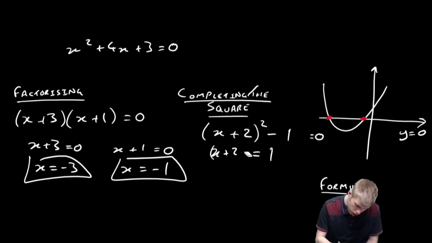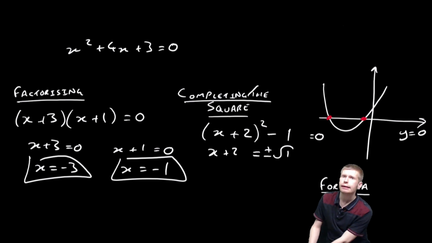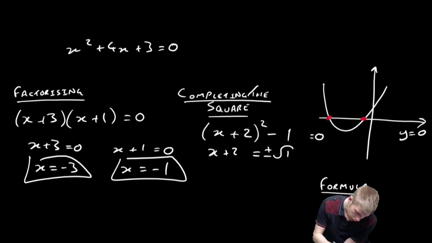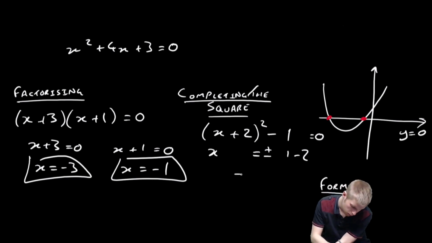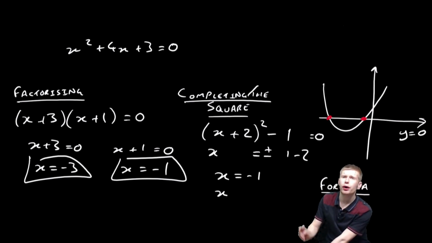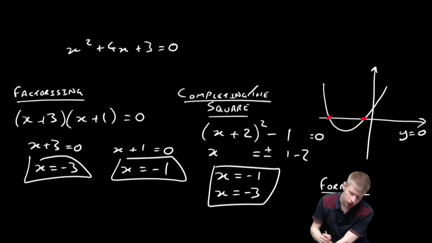Then of course I can take the square root of that. So I take the square root of 1, and I get the positive or negative root when I take the square root. What's the square root of 1? It's 1. Then I just take the plus 2 over the other side, so it becomes minus 2. So I get 1 minus 2, that's minus 1, so x equals minus 1. Or I get minus 2, take away 1, that's minus 3, isn't it? So I get x equals minus 1 or x equals minus 3 as before.